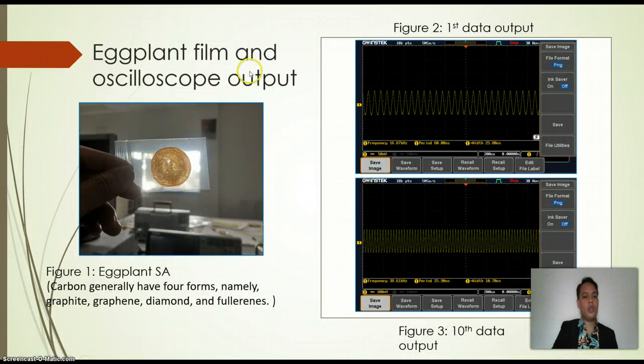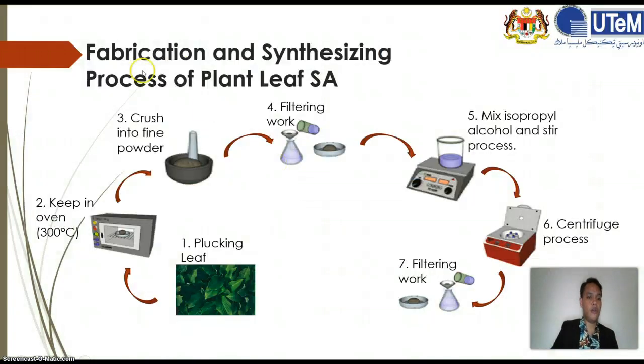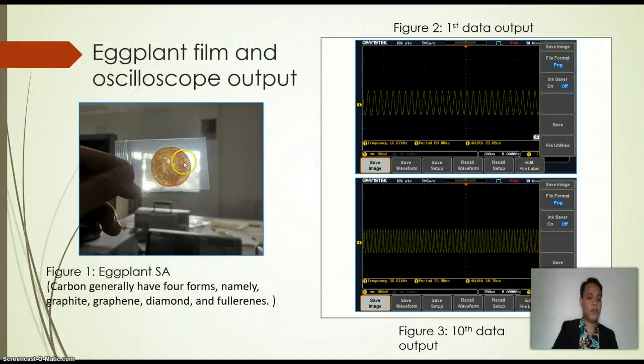Let's move on to the results and output obtained from the SA film. This is the SA film after all the fabrication processes have been conducted. This is the eggplant film. To put this film into the fiber optic cavity, I need only a small chunk of this film to be put between the ends of the ferrule, and then connect it back into the cavity. This is an example of the data output that has been obtained.